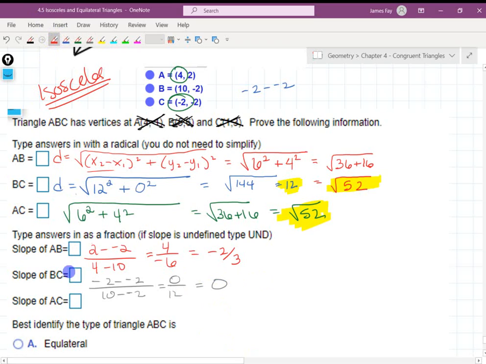And then the last one, AC. I'm going to do 2 minus negative 2 again. 2 minus negative 2 gives me 4. And then we'll go 4 minus negative 2, which gives me 6. So I get 2/3.